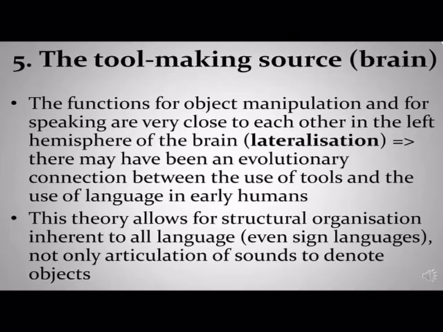And then the cognitive complexity. Both language and tool use require abstract thinking and the ability to mentally simulate outcomes. When making a tool, one must envision the final product and plan the necessary steps, much like formulating a complex sentence before speaking. So this is how object manipulation, tool making and speaking are interconnected with each other. Now we will discuss the second point.